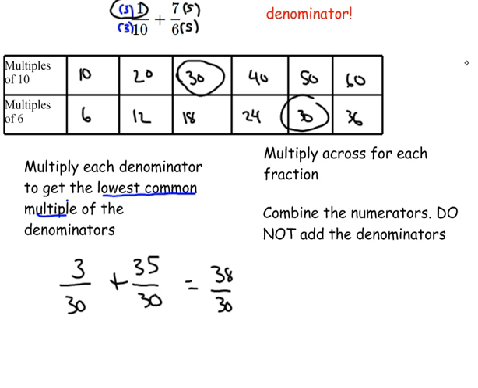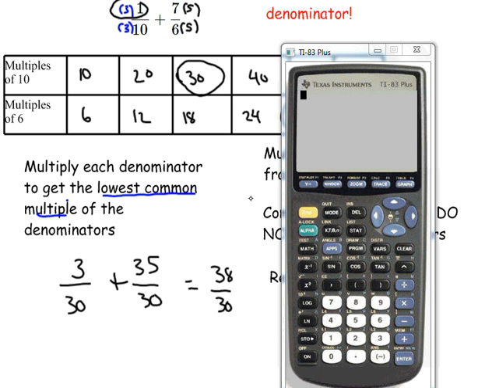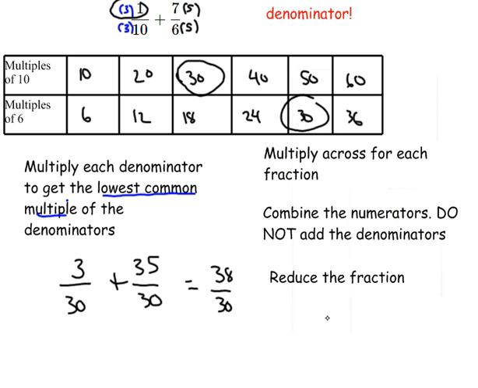And now I have to reduce the fraction. And I showed you how to do it on the calculator. Let me show you how to do that again. Okay, so there's my calculator. So you're going to type in 38 divided by 30. Press math. Enter and enter. And you get 19/15. So we get 19/15. That's our final answer.